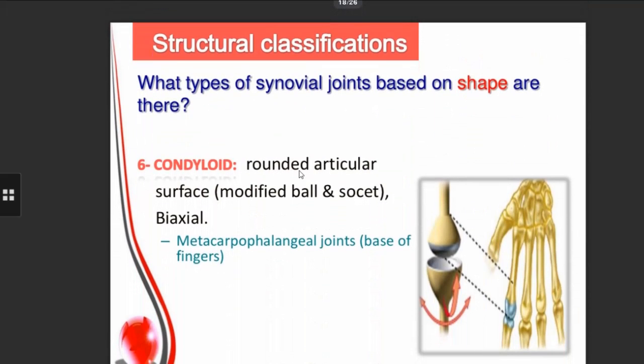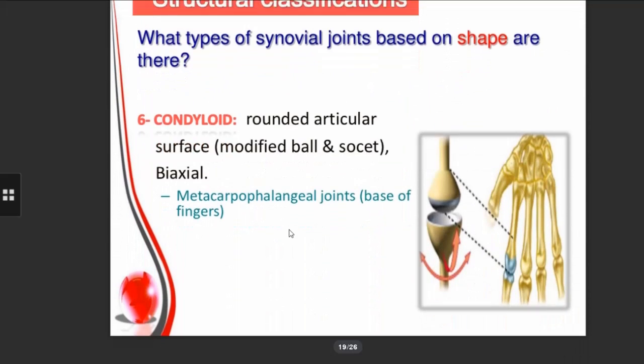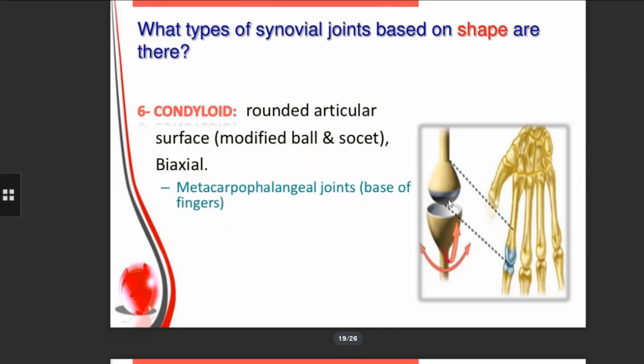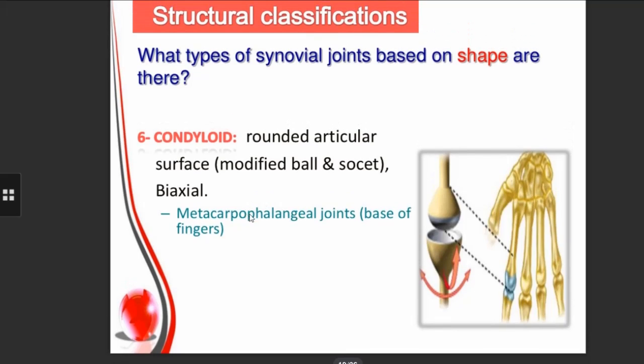Whereas the sixth one is the condyloid. You can see the articular surfaces are rounded. It is also a modified ball and socket joint. It is biaxial. You can abduct, adduct, flex, or extend your joint. Examples are the metacarpophalangeal joints here. This is the metacarpal. These are phalanges. This is an example of a condyloid joint.